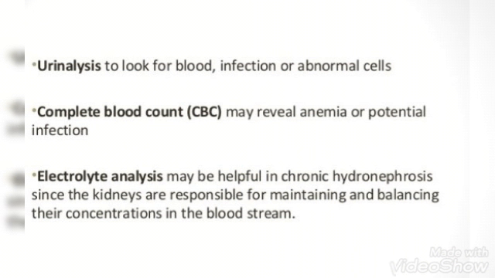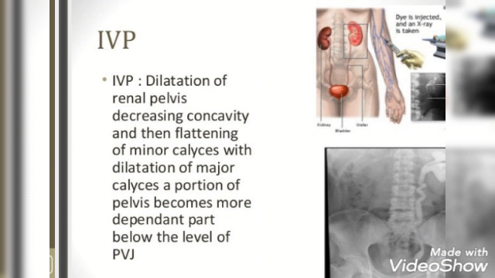Investigations. Urine analysis is done to look for blood, infection or abnormal cells. Elevated blood urea and creatinine indicate renal dysfunction. Complete blood count may reveal anemia or potential infection. Electrolyte analysis may be helpful in chronic hydronephrosis, since the kidneys are responsible for maintaining and balancing electrolyte concentration in the bloodstream. Besides this, intravenous pyelogram is a very good investigation.